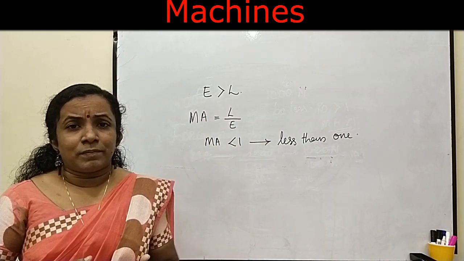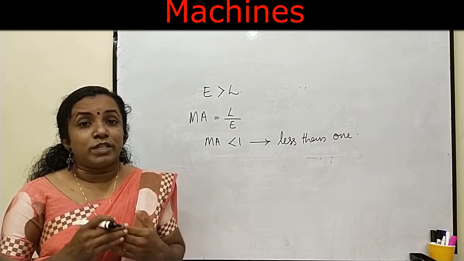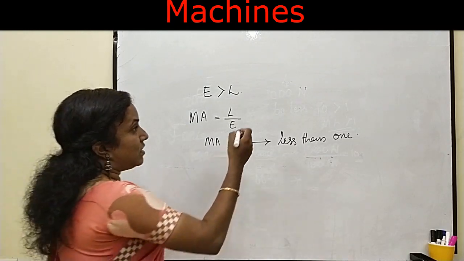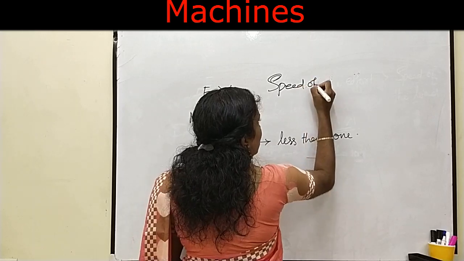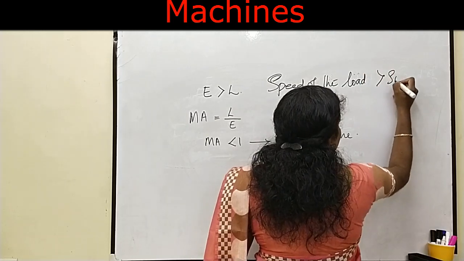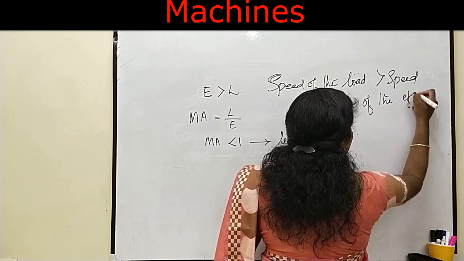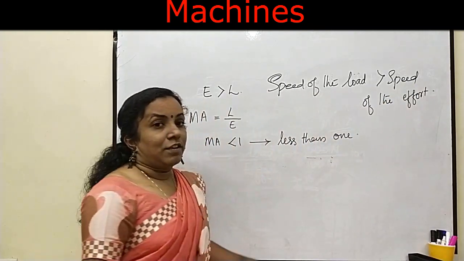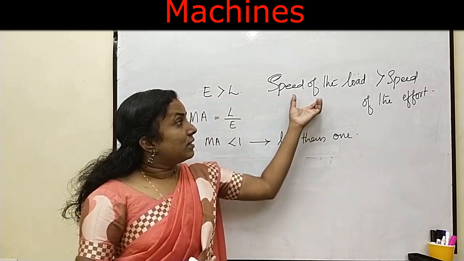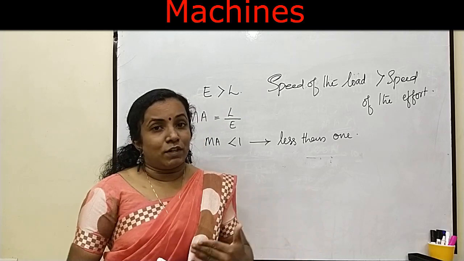What is the advantage here? Here, the machine increases the speed of our work, or the machine is used as a speed gainer. In such a case, the speed of the load is much greater than the speed of the effort. The effort has less speed and the load has more speed. Since the output is on the load, the speed of the load increases. That means the speed of the output is more than the speed of the input.